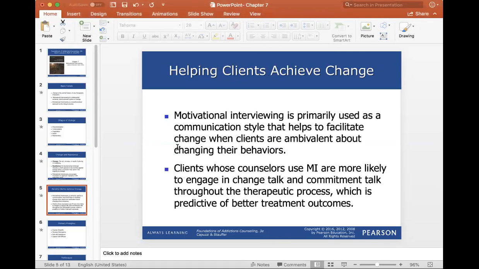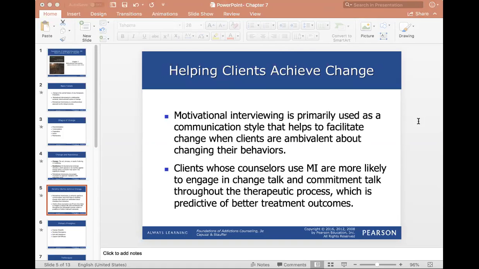It is primarily used as a communication style that helps to facilitate change when clients are ambivalent about changing their behaviors. So that's what I was speaking to when I talked about you have to be careful with your language. You use language in a way to help clients look at their own behaviors a little bit differently than they ever have. So you're asking questions that start to break up how they're conceptualizing the problem. So tell me how you love your wife and tell me how the bar is meeting your needs.